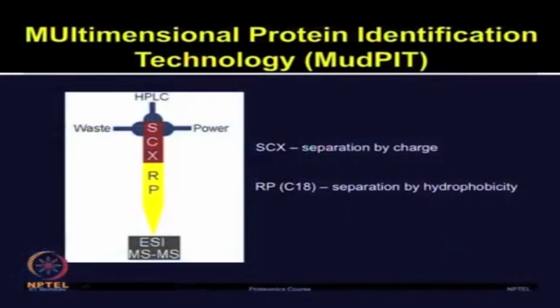As I mentioned, strong cation exchange as well as reverse phase chromatography together can be employed for various proteomic applications, which have been demonstrated in the multidimensional protein identification technology or MudPIT. In this technique, the strong cation exchange separates by charge, which provides low resolution fractionation in the beginning, and then the reverse phase C18 column separates peptides based on hydrophobicity, and it provides a high resolution gradient.